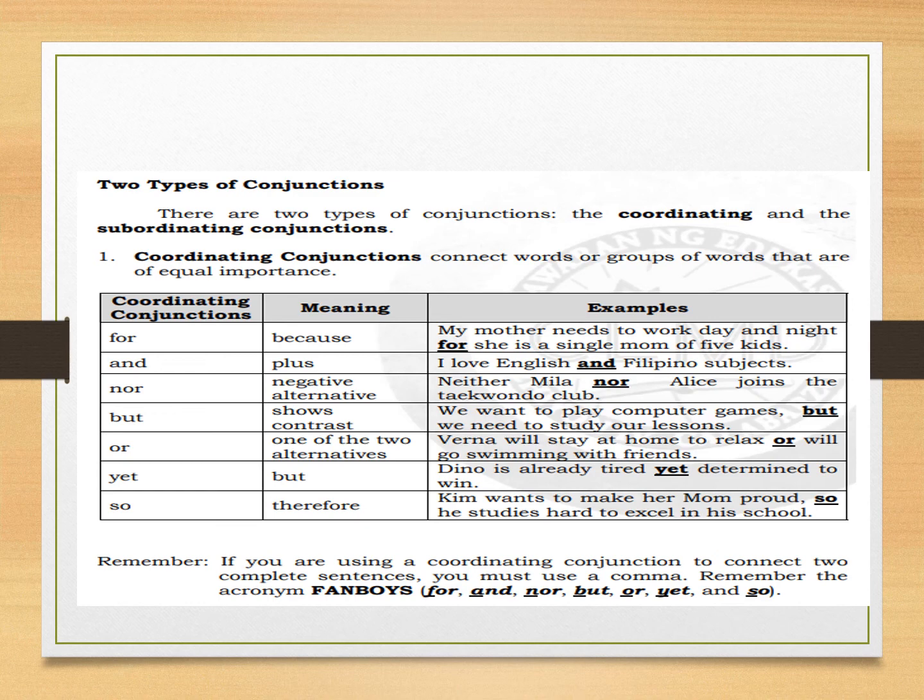So if you are using a coordinating conjunction to connect two complete sentences, you must use a comma. Remember the acronym FANBOYS, meaning for, and, nor, but, or, yet, and so.